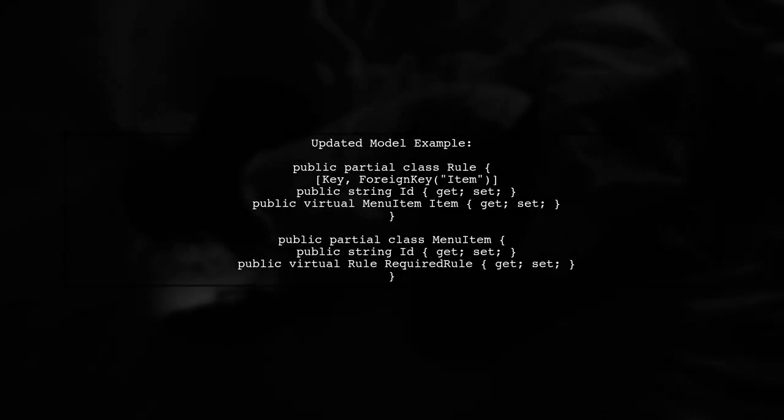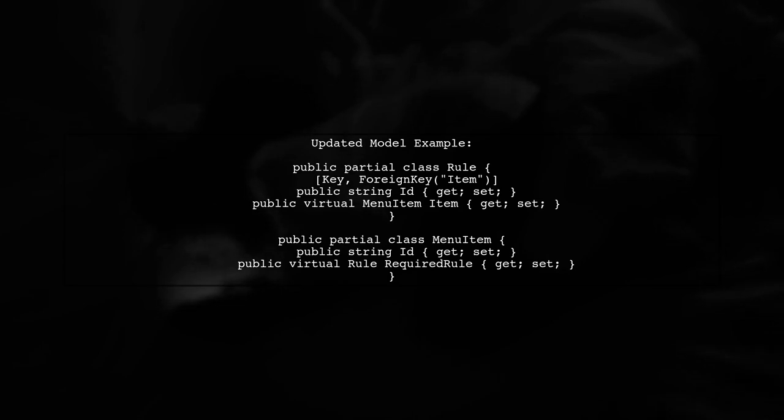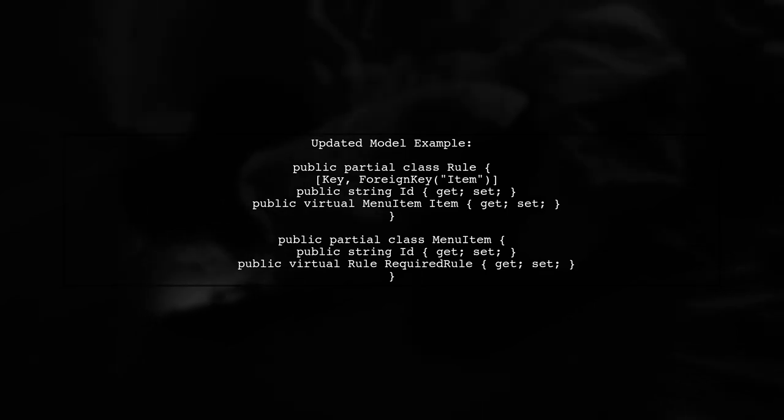Here's an updated example of how the models might look. The Rule class has a foreign key to Menu Item and Module, while Menu Item has a reference back to Rule.